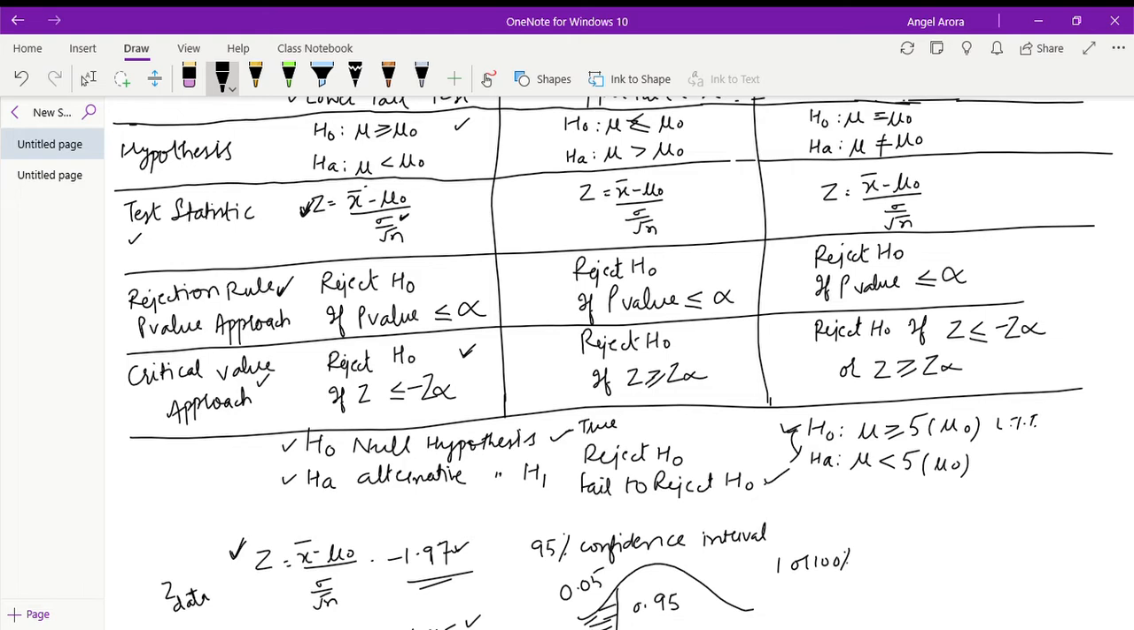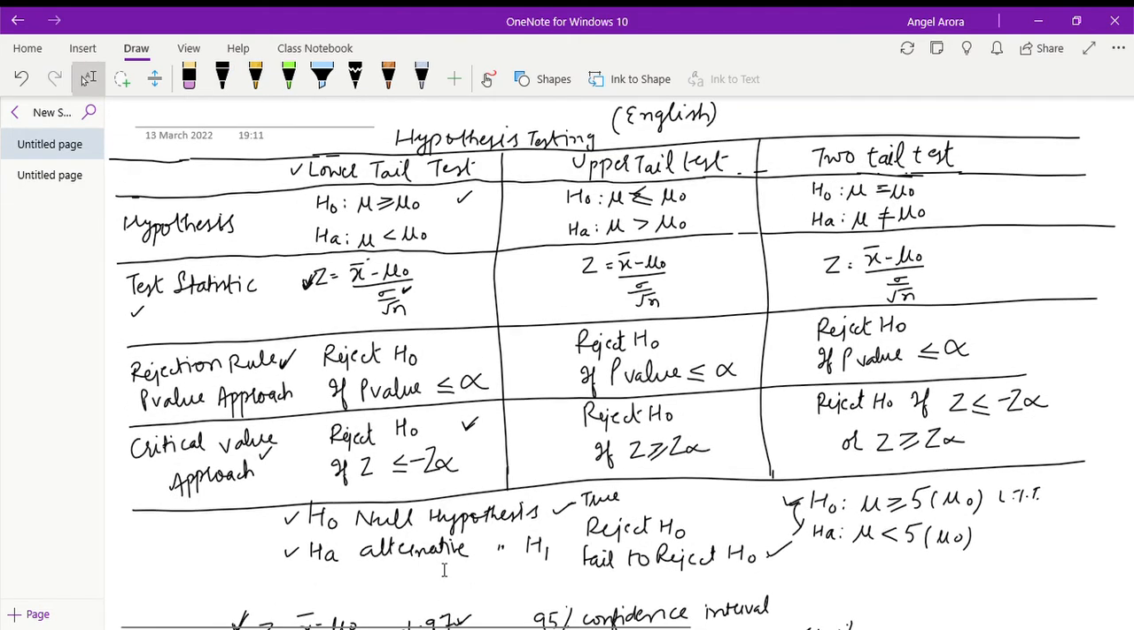Upper tail test is similar to lower tail test. There is only one difference. In upper tail test, the value of Z will be positive and the formula will be the same, and the p-value approach rejection rule will be the same. I am just discussing the critical value approach of upper tail test.